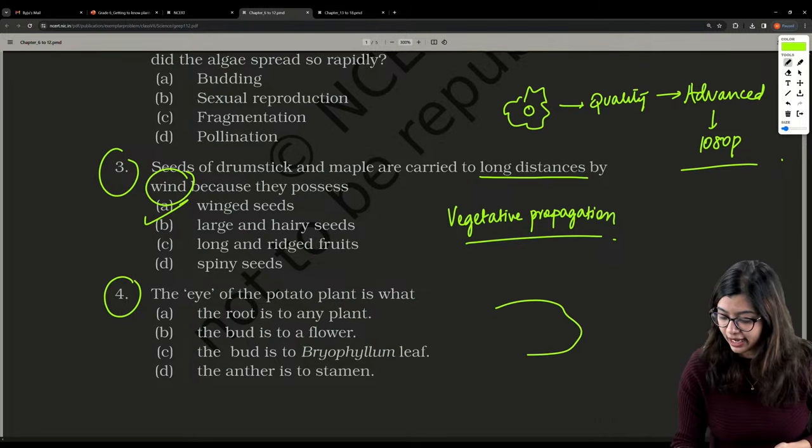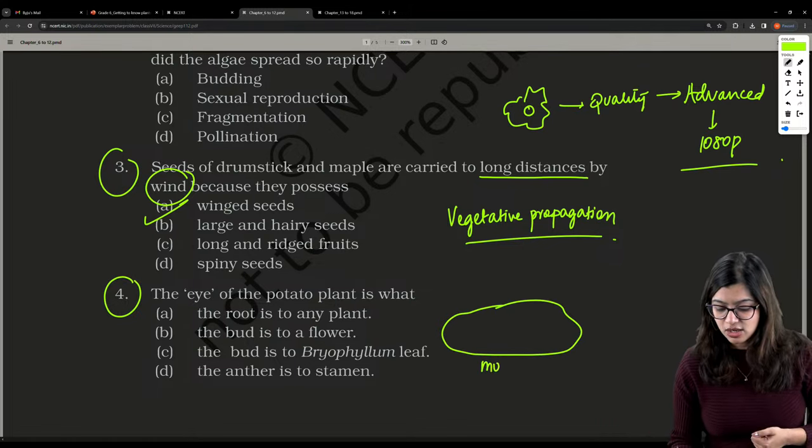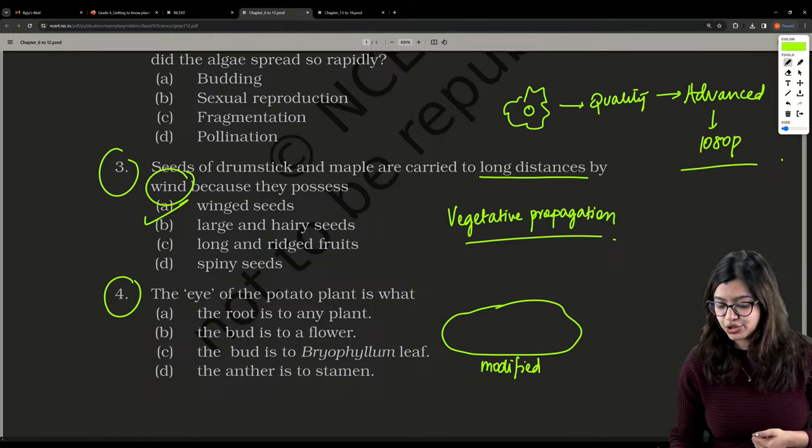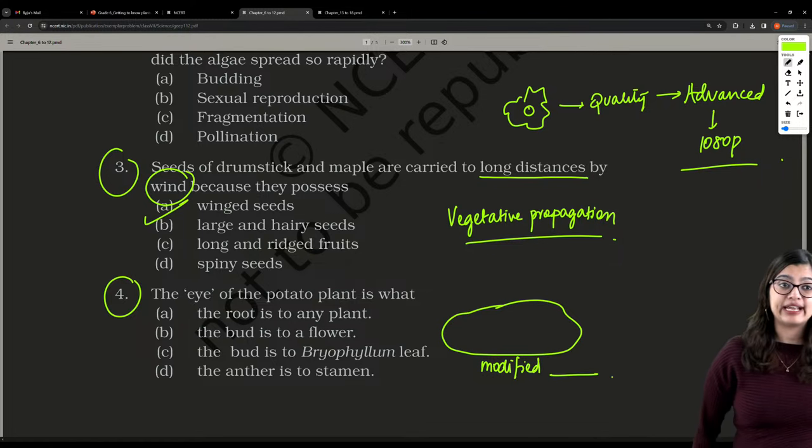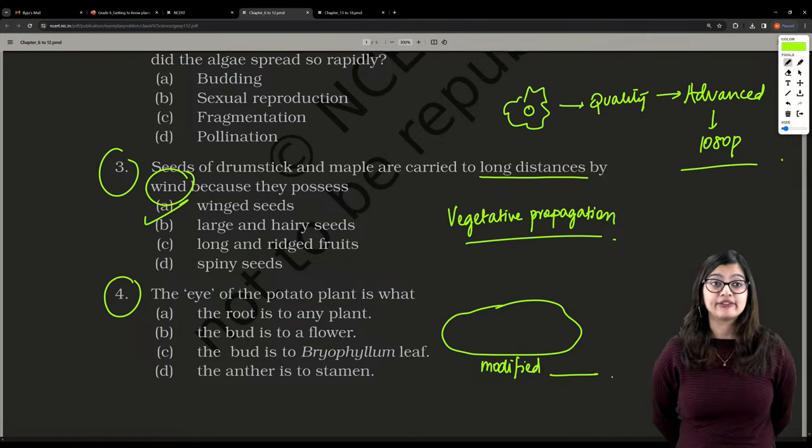Now we know that the potato is a modified dash. Is potato a modified stem or is potato a modified root?